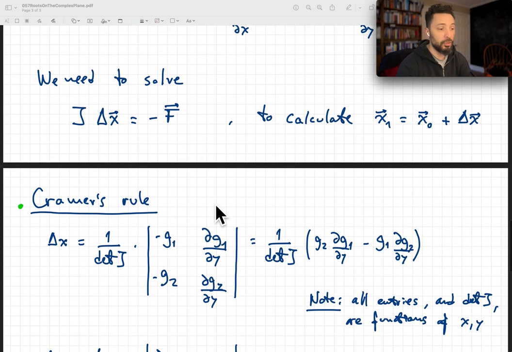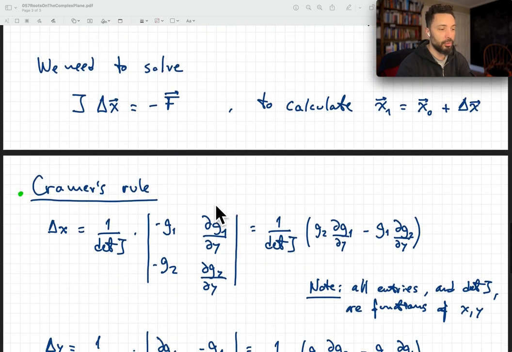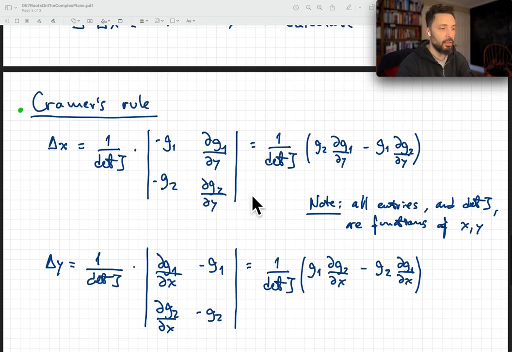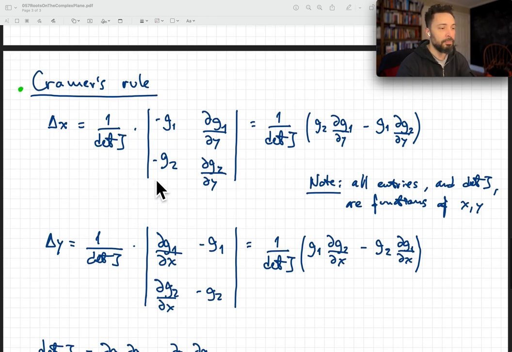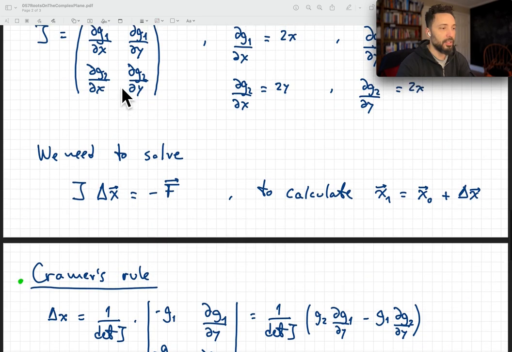So fortunately for us, this is just a 2x2 problem, so we can use the so-called Cramer's rule, which tells us how to solve the problem. If we want to solve for delta x, all we need to do is know the determinant of J and divide by that determinant. We're going to be dividing by the determinant of this matrix.